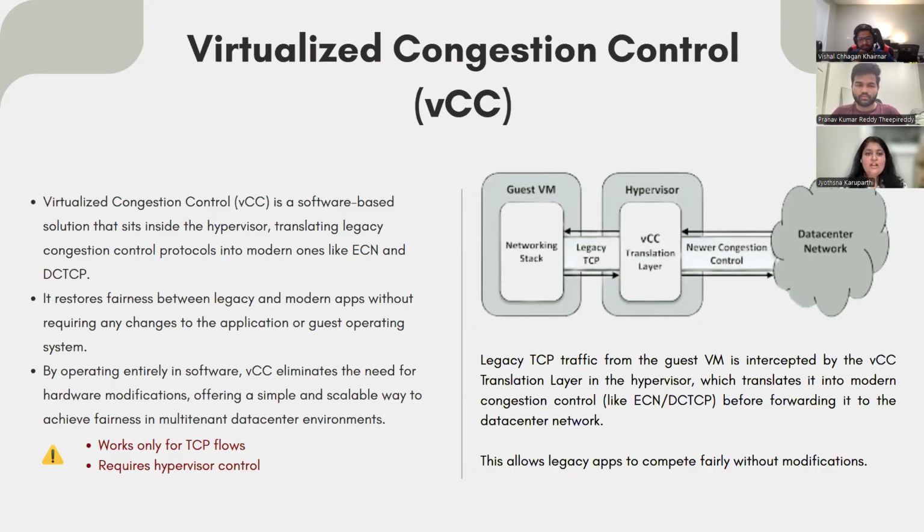The legacy app continues using its old congestion control protocols, but VCC repackages that traffic into modern ECN or DCTCP behavior before it hits the network, without needing any changes to the app or guest OS. Here in the diagram, as you can see, the legacy app sends its normal traffic. The VCC layer intercepts and tweaks it, then forwards it as modern ECN-capable traffic to the data center network. This way, legacy applications can compete fairly even in modern environments.